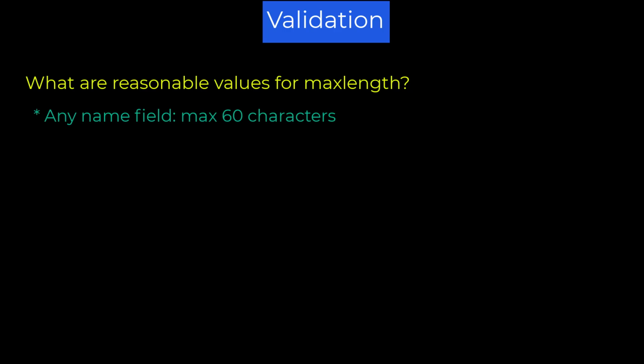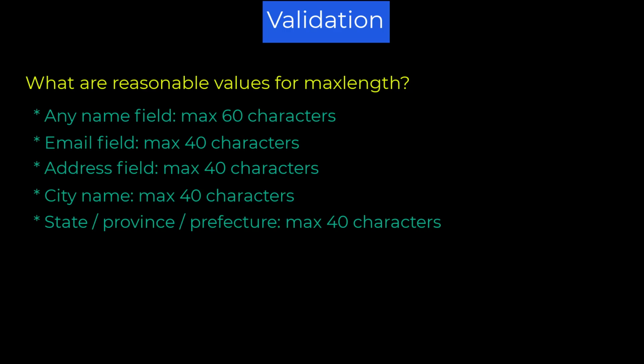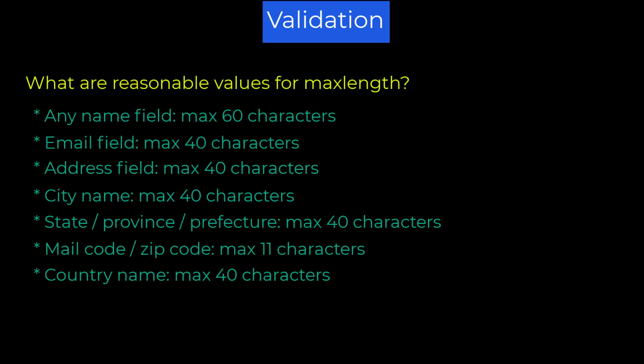Any name field, allow a maximum of 60 characters. Email field, allow 40 characters. Address field, a max of 40 characters. City name, a max of 40 characters. State or province or prefecture names, a maximum of 40 characters. Mail codes or zip codes, max 11 characters. Country name, 40 characters. And phone numbers, 20 characters. And if and when anyone tells me it's too short, I'll expand the size.